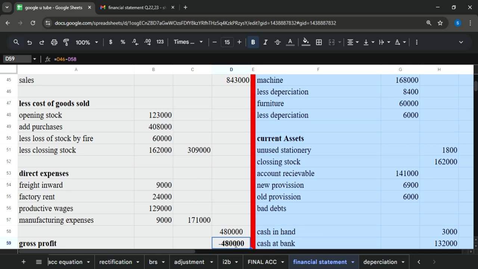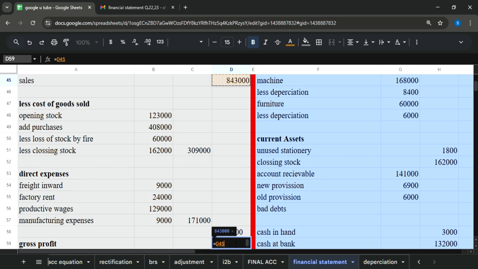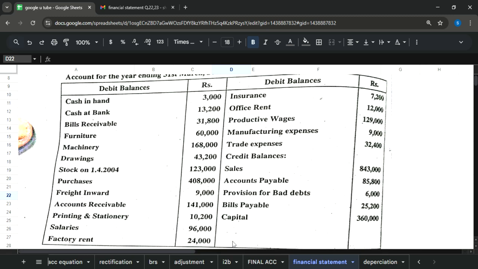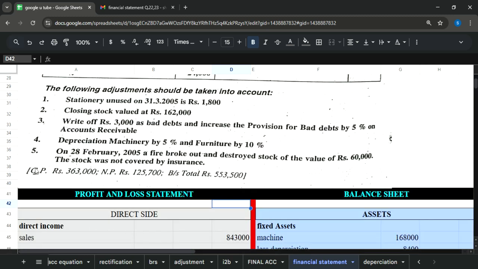Now let's calculate your gross profit. This was your amount of sale, subtract total amount of cost of goods sold. So we have 363,000. Let's check it out. Here you can see that your gross profit is 363,000.